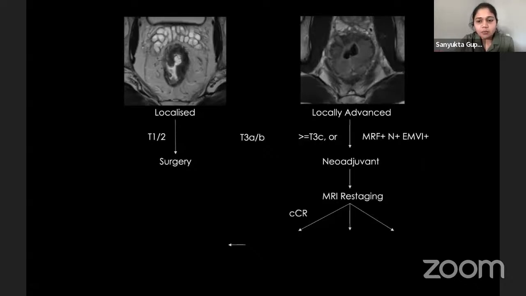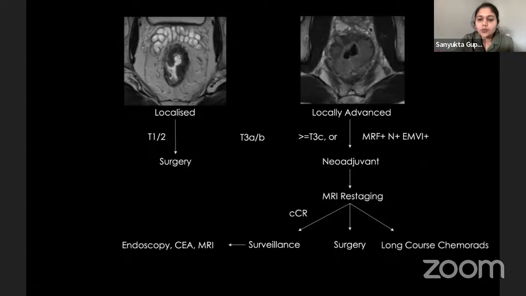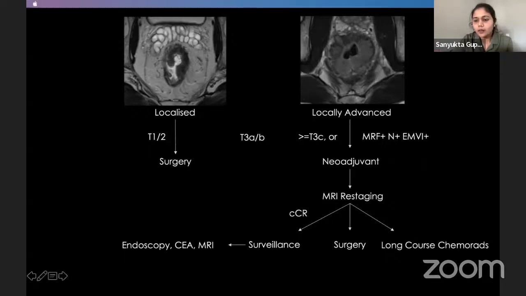If it's a clinically complete response, then the patient usually goes to surveillance via endoscopy, CEA levels, or MRI. If surgery is planned after MRI staging, a follow-up surgery can be done. Or if it needs another course of chemoradiation, then he will undergo a long course of chemoradiation.